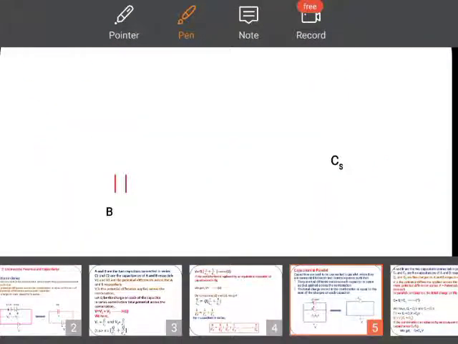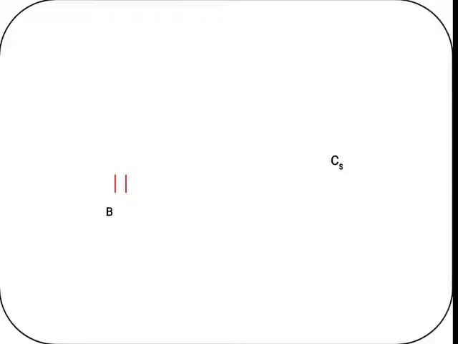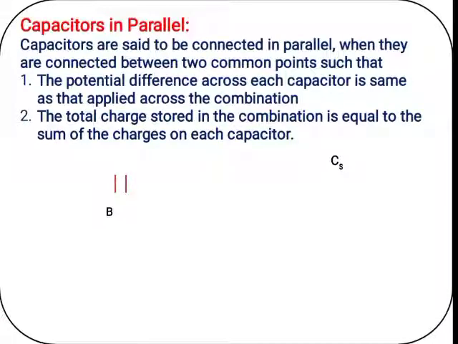Next one, capacitors are connected in parallel. Suppose we connect the capacitors in parallel, then what are the conditions? And before that, we have to understand what a parallel combination is.